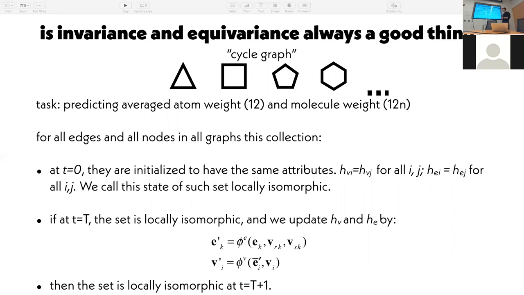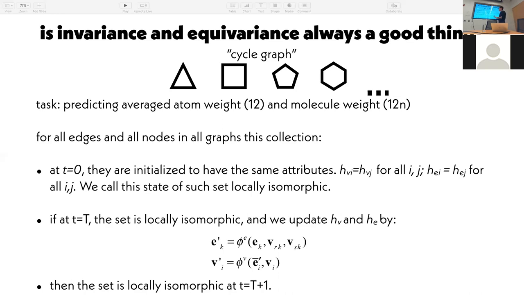So this is kind of obvious, right? But if you use a graph net to solve this problem, it gets a little trickier. At t equals zero, all the nodes in all the molecules in this set are initialized to have the same attributes. If this is not obvious for smaller graphs, and you want to include more features for your atom, such as the local environment of atoms, it is obvious for larger graphs, right?